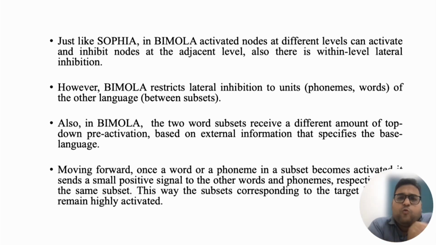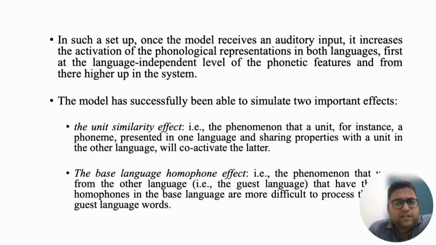Now, moving forward, once a word or a phoneme in a subset becomes activated, it sends a small positive signal to other words and phonemes respectively in the same subset. This way, subsets corresponding to the target will always remain highly activated. Now, in such a setup, once the model receives an auditory input, it increases the activation of the phonological representation in both languages, first at the language independent level of phonetic features, and from there higher up in the system. So this is basically how they are trying to explain the parallel phonological activation in the spoken domain, as we have seen.